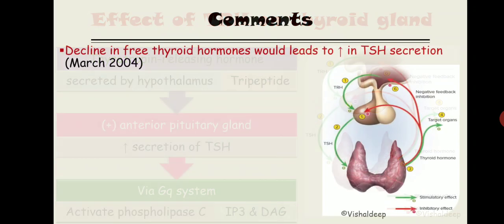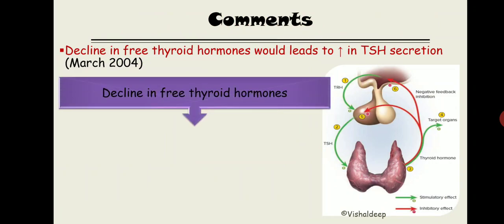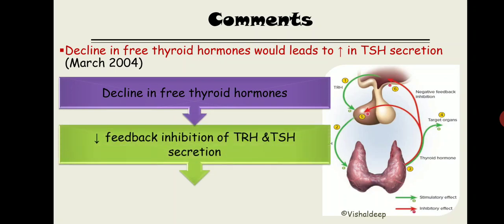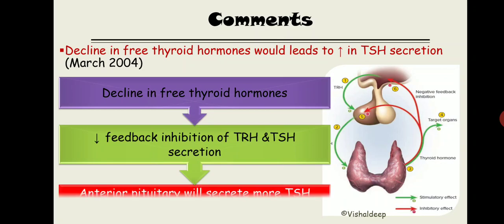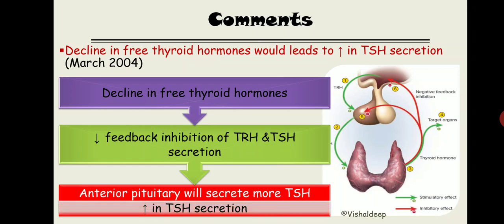Now, based on this feedback mechanism, two comments have already been asked in the Saurashtra University paper. The first one: decline in the free thyroid hormone would lead to increase in TSH secretion. What are you supposed to write in such a comment? Write it this way: decline in the free thyroid hormone level will decrease the feedback inhibition of TRH and TSH secretion. The anterior pituitary will secrete more TSH, and this leads to increase in TSH secretion. You have to write just 2 to 3 sentences. That's enough for the comment.